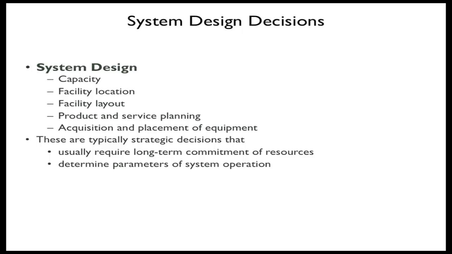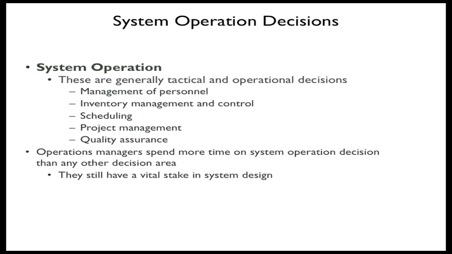These system design decisions are typically strategic decisions, and they often require a long-term commitment of resources. If you're going to buy all the equipment to go in a restaurant, you might sign a long lease, or you might build your own building and buy all the equipment, and it really determines the parameters of the system operation. What kind of restaurant, those kinds of things.